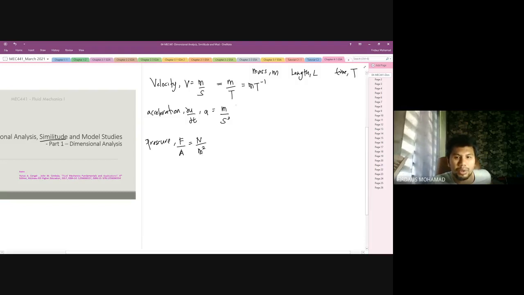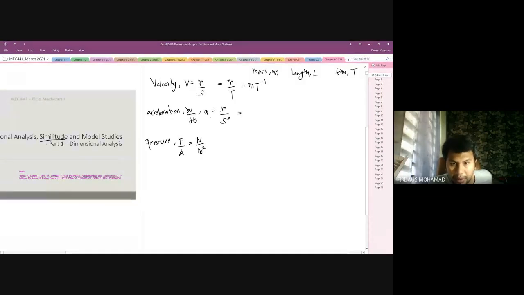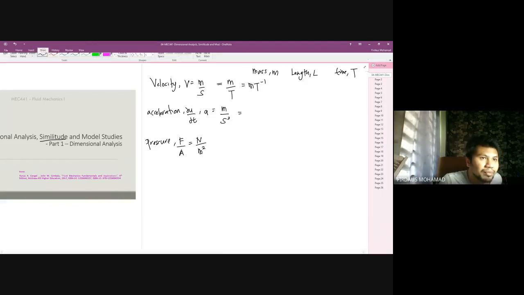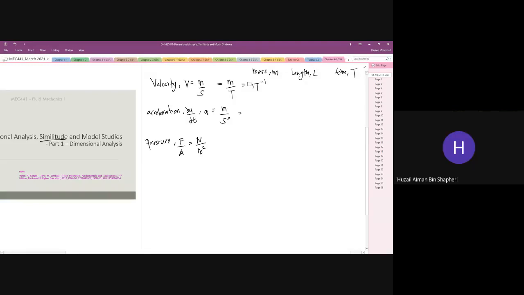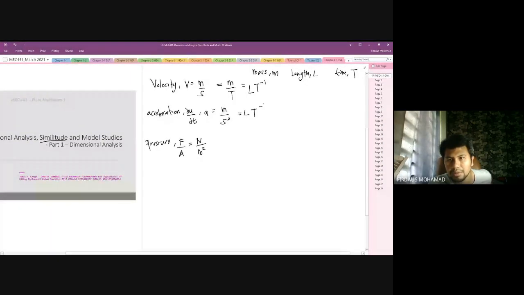What other example? Acceleration, meter per second square. Sorry, I made a mistake. M is not mass here, M is meter. Meter is the unit of length. So velocity is LT minus 1, and second is T, so acceleration is LT minus 2.